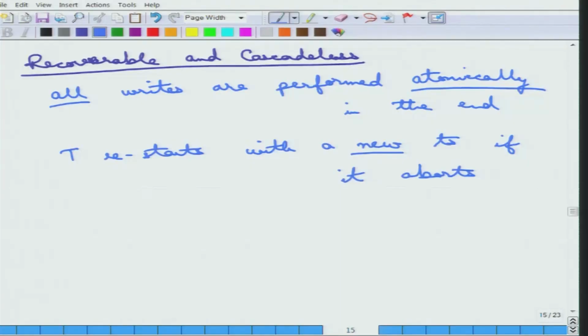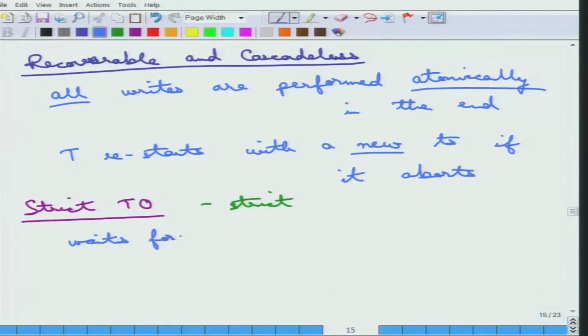Anyway, there is one version of it which is called the strict timestamp ordering protocol, which essentially tries to make the protocol strict, just like there is a strict version of 2PL. Essentially this waits for data to be committed before it is read or written. So it does not read or write any uncommitted data. It only reads committed data. That is essentially just mimicking the definition of strict schedules.